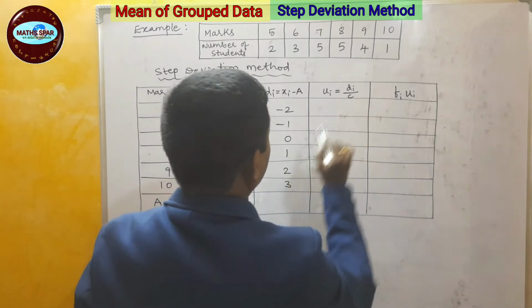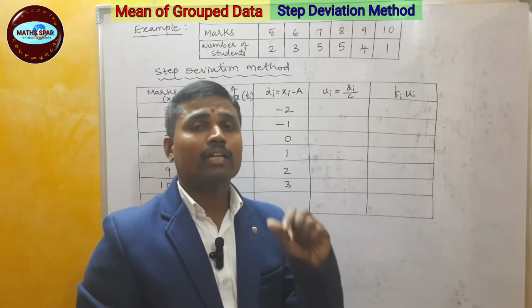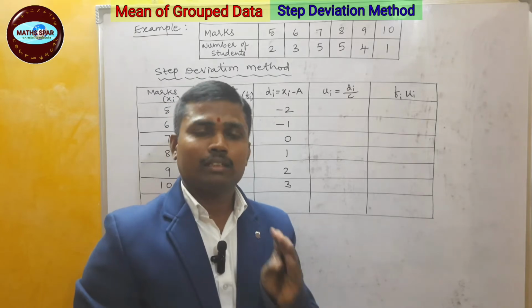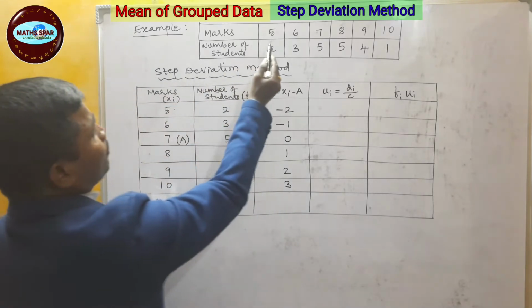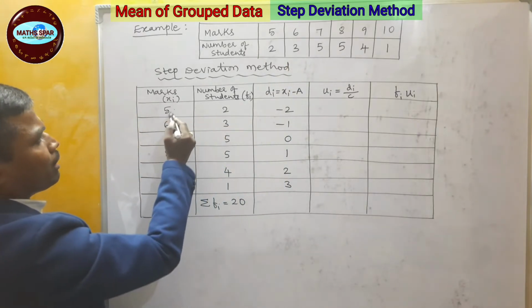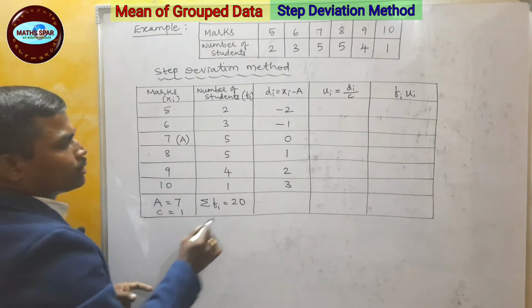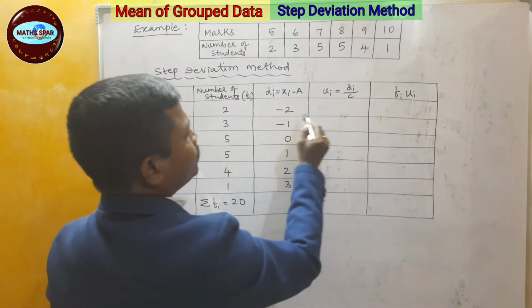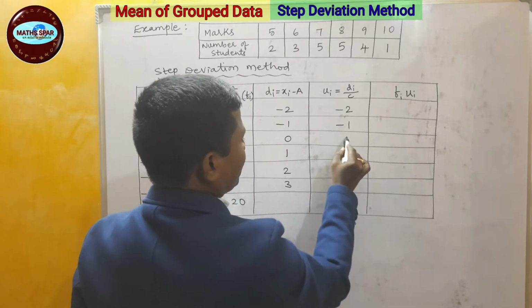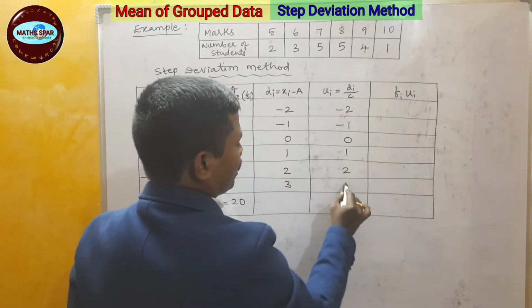Now ui is equal to di by c. Here c is nothing but the class size. When a class interval is given, you take upper boundary minus lower boundary, but here no upper boundary and lower boundary are given, only marks. Looking at the variate, there is only one difference between the marks, so c can be considered as 1. So minus 2 by 1 is minus 2, minus 1 by 1 is minus 1, 0 by 1 is 0, 1 by 1 is 1, 2 by 1 is 2, 3 by 1 is 3.